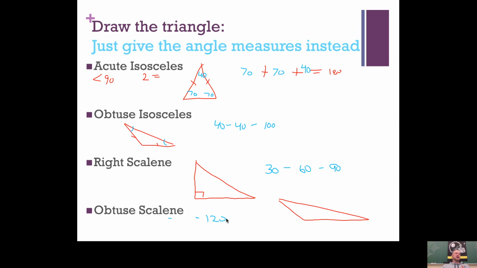Now, the other two angles better add up to 60, and they need to be different. So maybe we'll do 50 degrees and 10 degrees. They're all different, so it's scalene. One of them is obtuse, it's bigger than 90, and all three of them add up to 180 degrees.